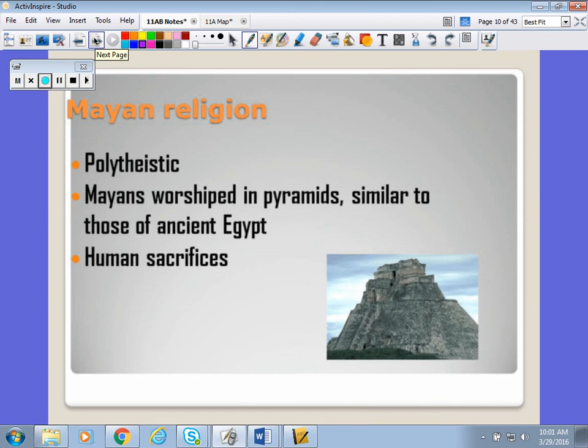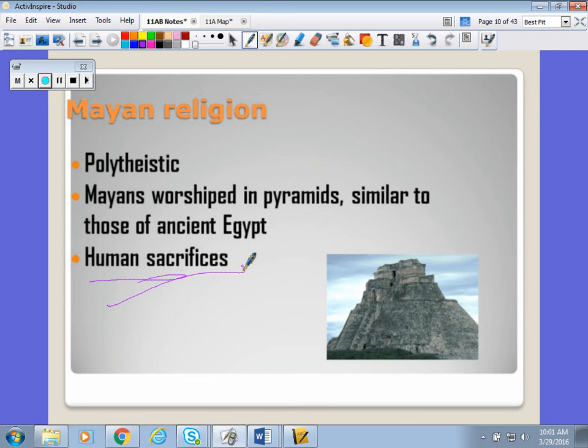And then Mayan religion is polytheistic. They believe in many gods. The Mayans use their pyramids as places of worship, similar to what we see in ancient Egypt, and they believe in ritual human sacrifice, which may or may not be the greatest idea ever sometimes.